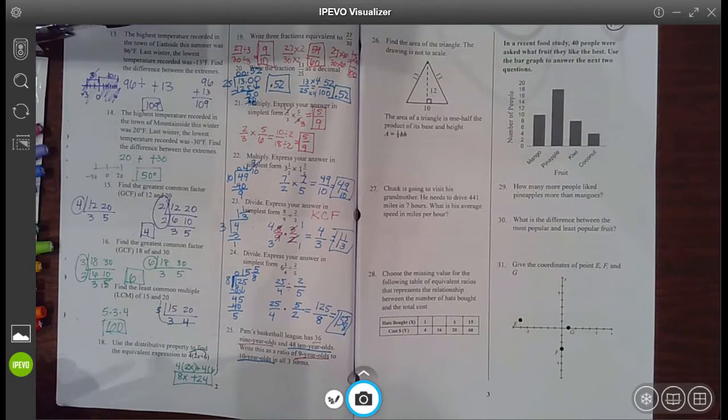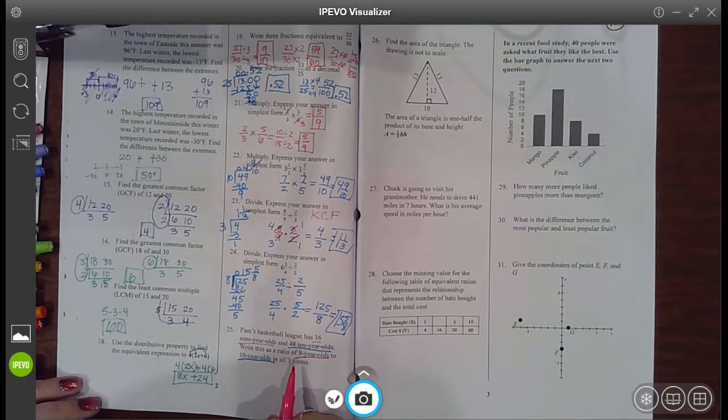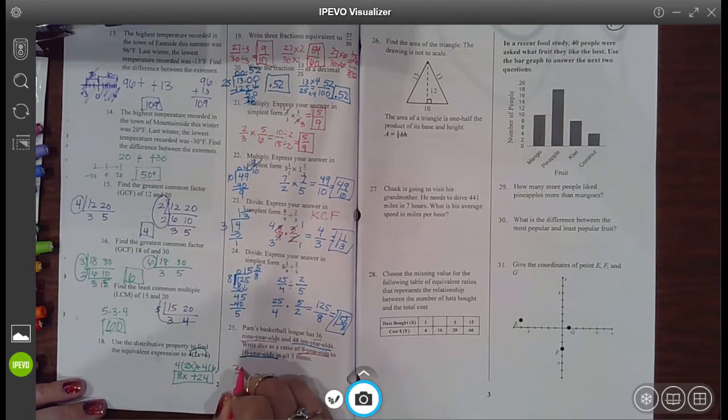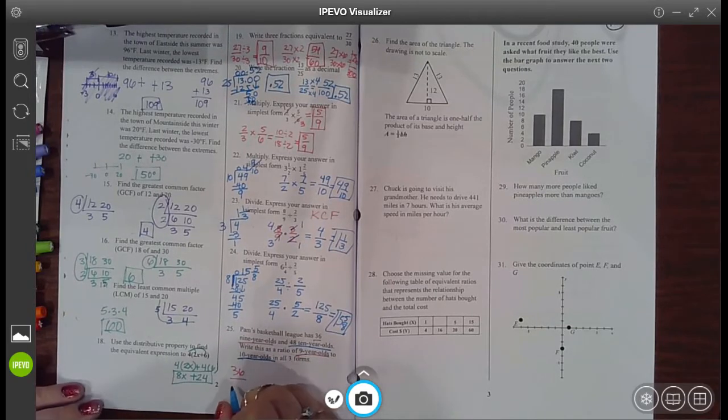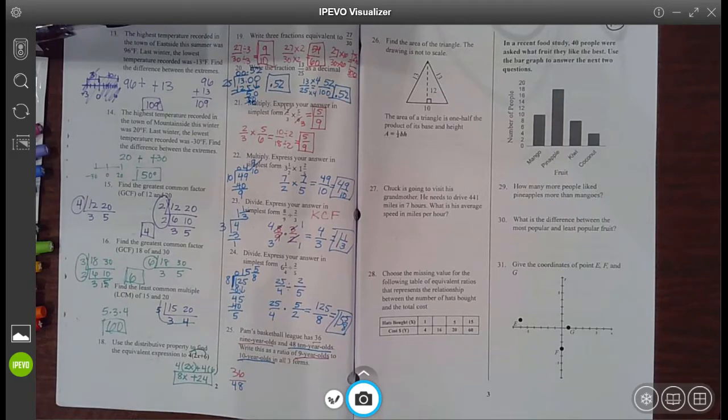Since it came in the order of 9 to 10, it wants the numbers that represent 9-year-olds and then 10-year-olds. So the number representing 9-year-olds goes on top, and the number representing 10-year-olds goes on the bottom. When you write them in all 3 forms, they want it in the simplest form. So can I reduce this?